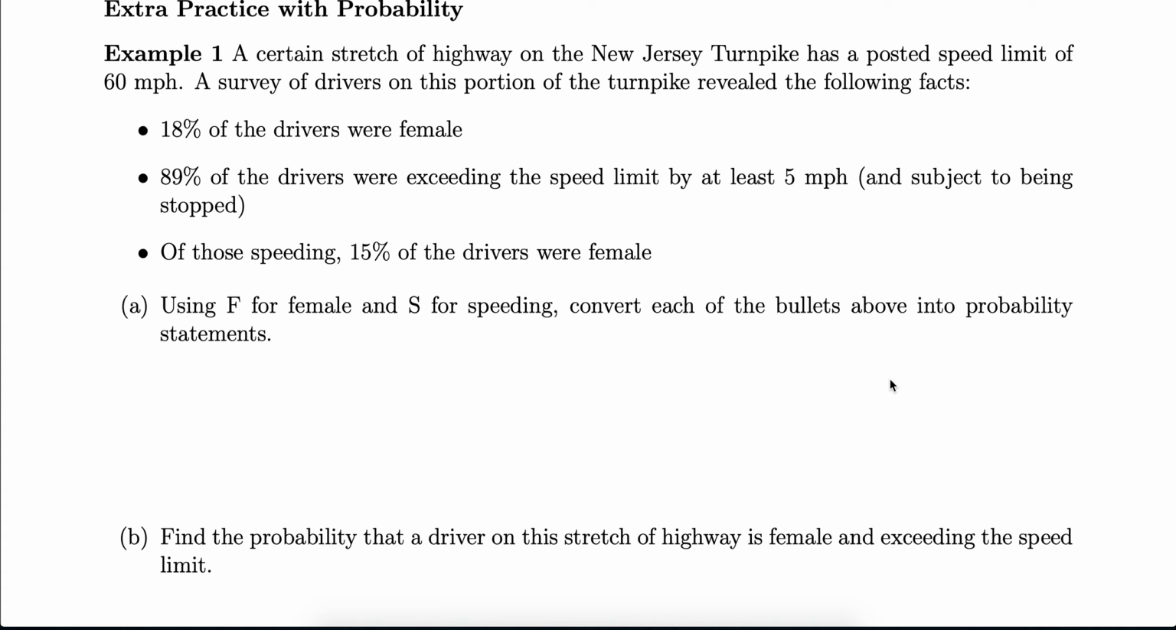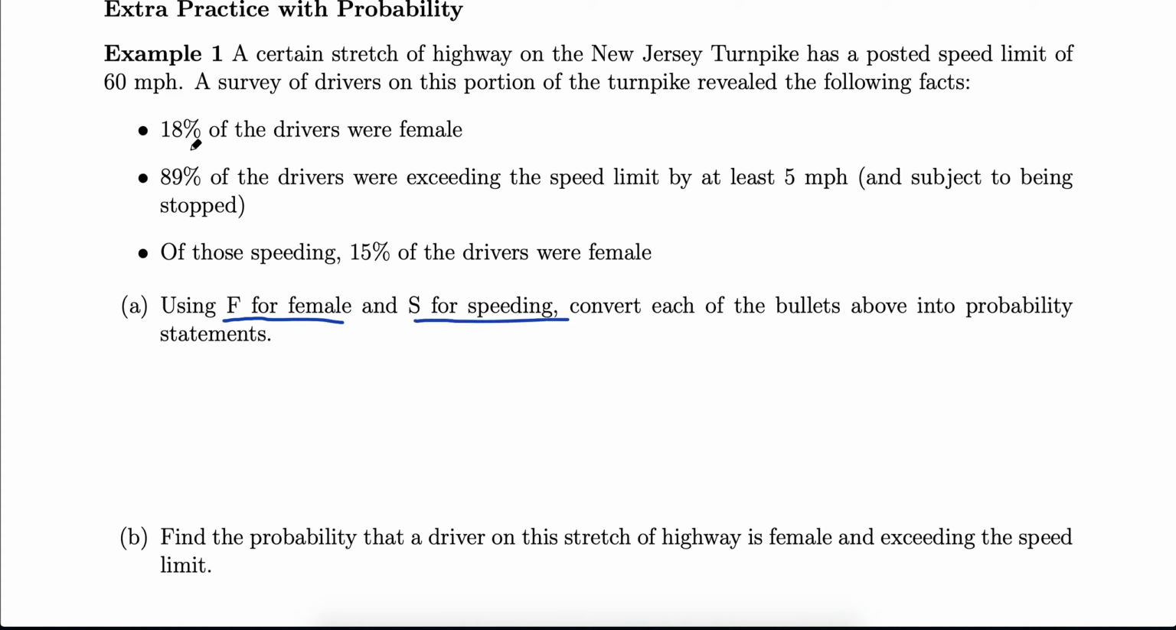Start working through some different probability examples. Hopefully you have your formulas next to you and you're getting comfortable using those. So this first one, we've got a word problem, and they give us several different pieces of information. The first part wants us to take those 3 bullet points and convert each one into a probability statement. It even gives us some helpful shorthand to use, F for female, S for speeding.